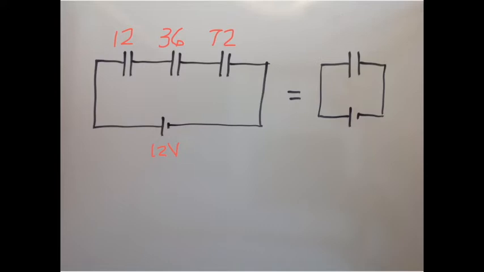Okay, so 12, 36, and 72 in series. Again, you should pause me and see if you can work out what that is. 8 microfarads. Success! If not success, if you got 0.125, you forgot to flip it. So, common mistake. You always have to remember to flip it at the end, because 1 over the equivalent capacitance is 1 over C1 plus 1 over C2 plus 1 over C3.